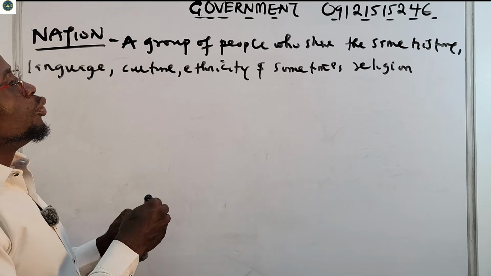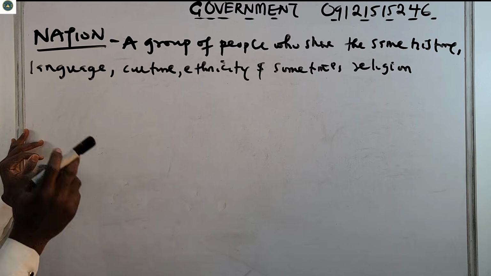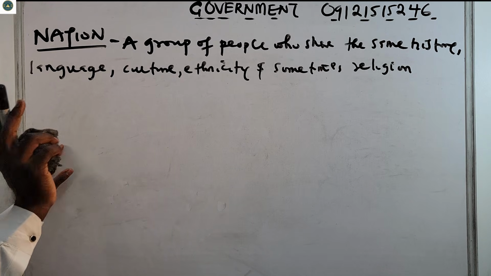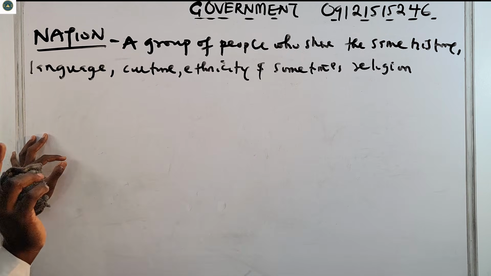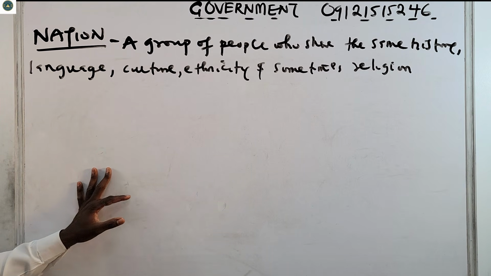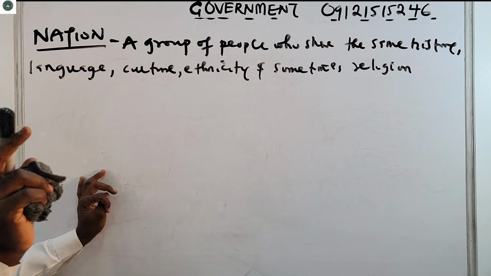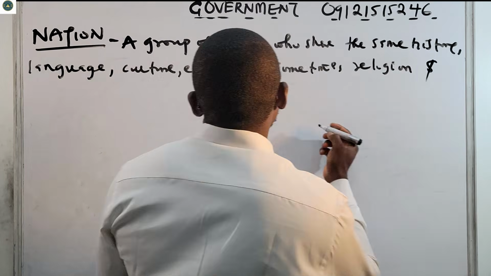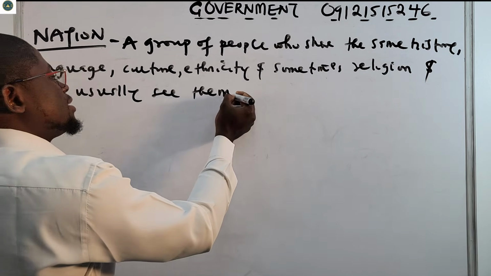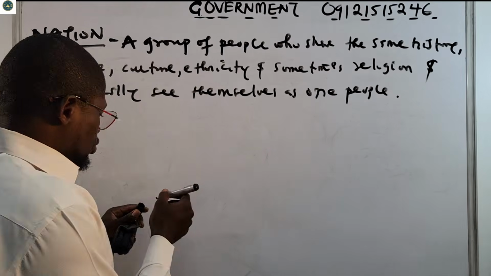So a nation is a group of people who share the same history, the same language, the same culture, the same ethnicity, and sometimes religion, and who usually see themselves as one people. That is what a nation is. So you must understand what a nation is. Very easy definition: a group of people who share the same history, language, culture, ethnicity, and sometimes religion, and who usually see themselves as one people.